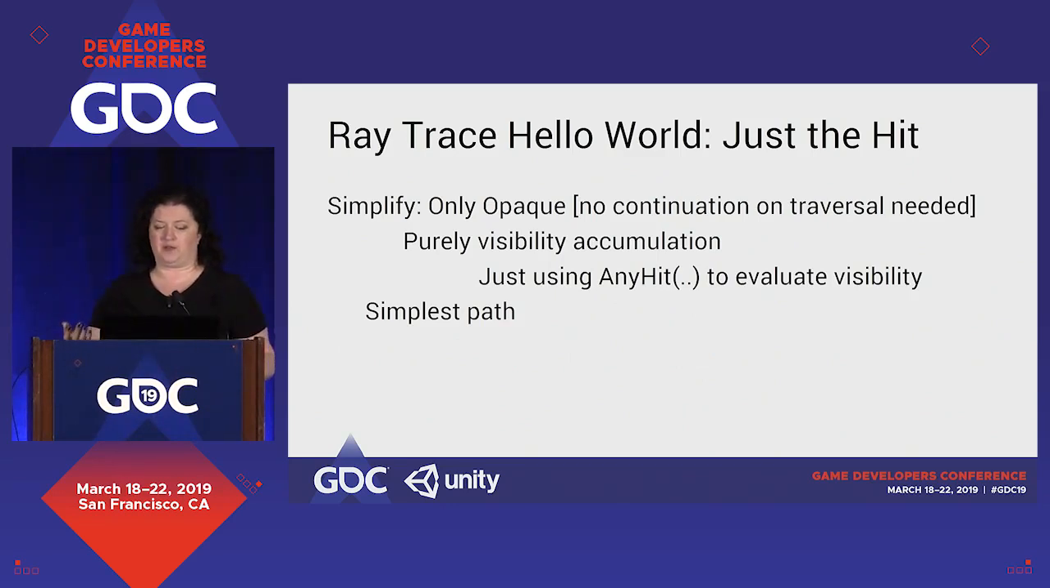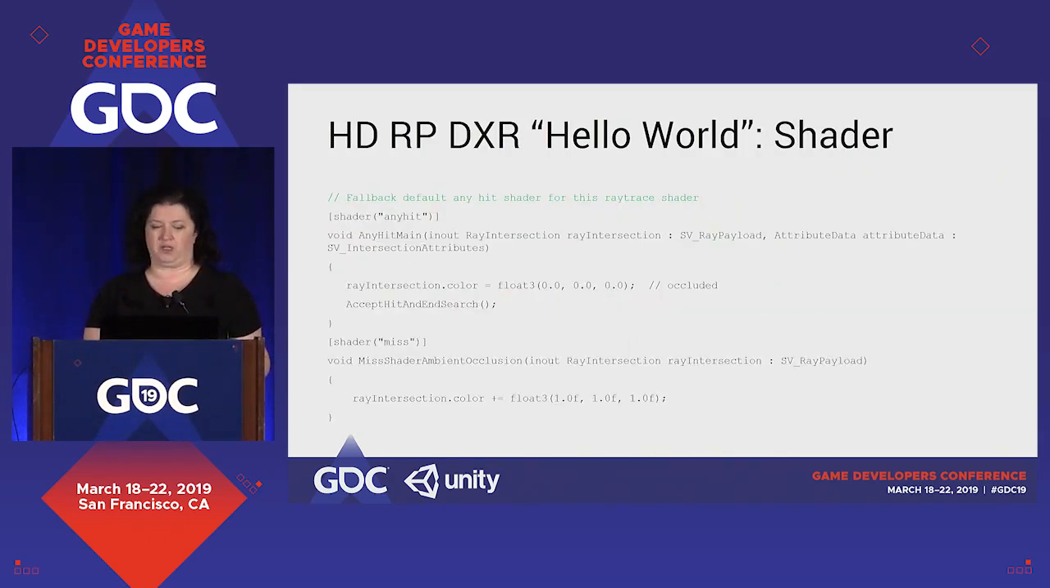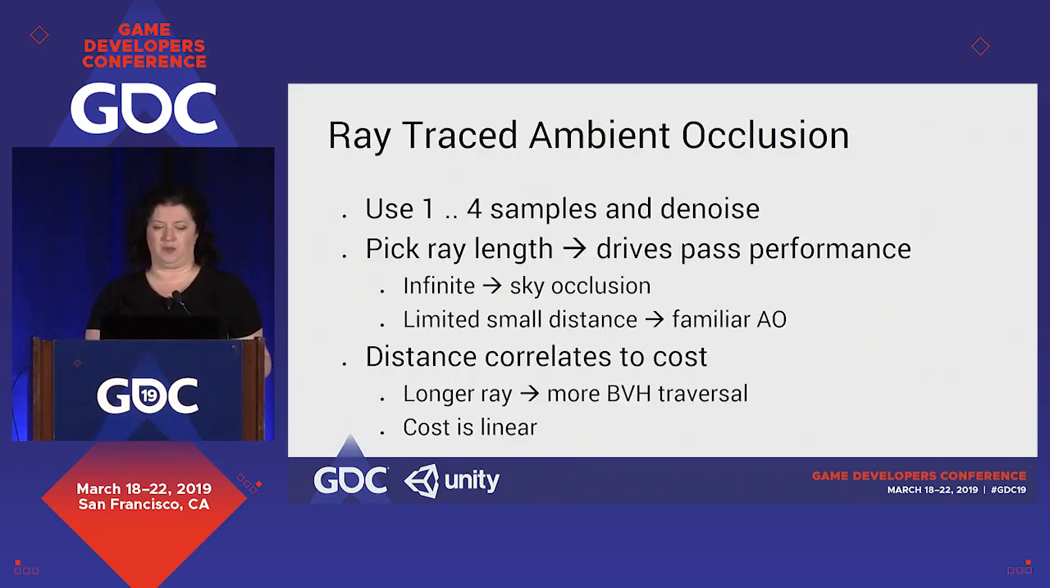So in terms of the hit, it's actually very straightforward. We know if we hit something for opaque surfaces, this means we actually don't need to continue. It's already occluded. It's purely a visibility computation. And so we can just use any hit to evaluate this visibility. Simple path. And the shaders are just here for reference for later. We actually don't need to spend time on that.